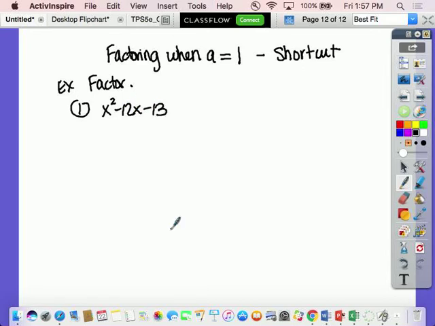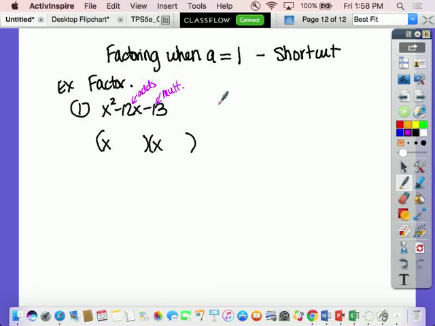When A is equal to 1, as in this problem, there's an understood 1 here. There is no need to multiply first times last, get negative 13, do all your stuff, and then come back and divide by 1. Because multiplying by 1 changes nothing, dividing by 1 changes nothing. So we can skip a bunch of steps when there's an understood 1 in front. You can just put X and X, and then figure out what multiplies to the last number and adds to the middle number.